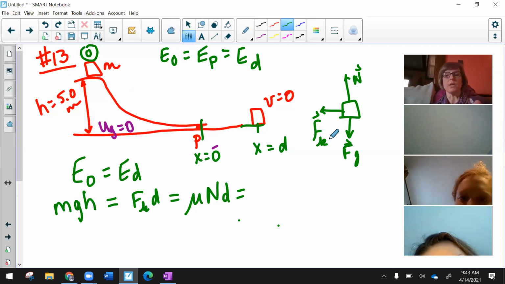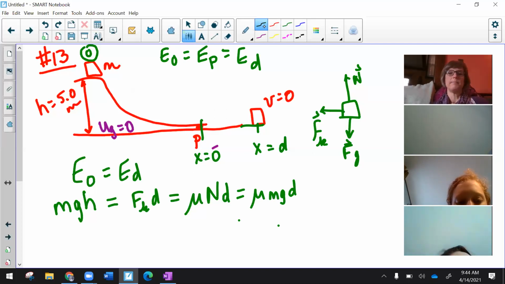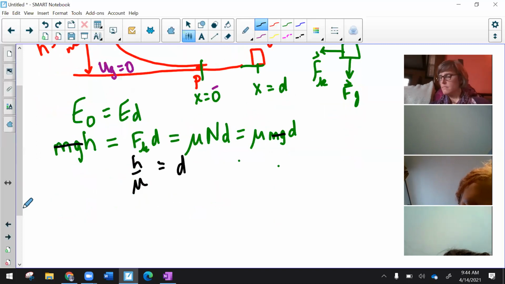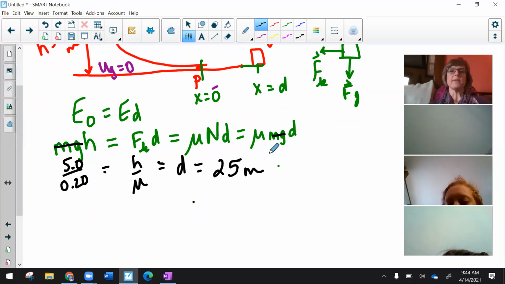Again, maybe you don't need a free body diagram, and that's okay. It's a multiple choice question. You do what you need to do. So this is going to give me mu m g times d. My m g's cancel. So d is going to be equal to h over mu. So that's going to give me 5 meters divided by 0.2, which should be equal to 25.